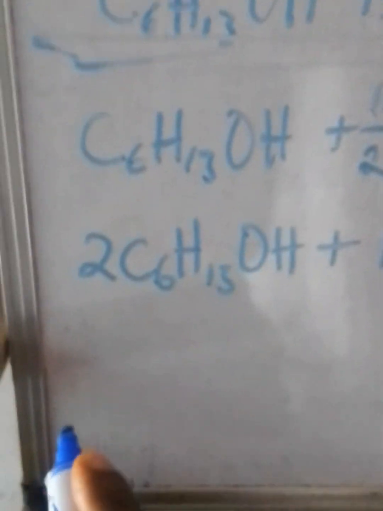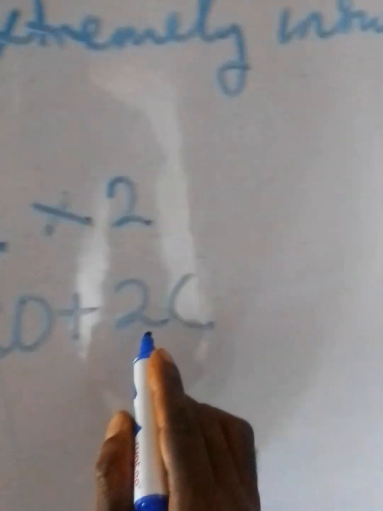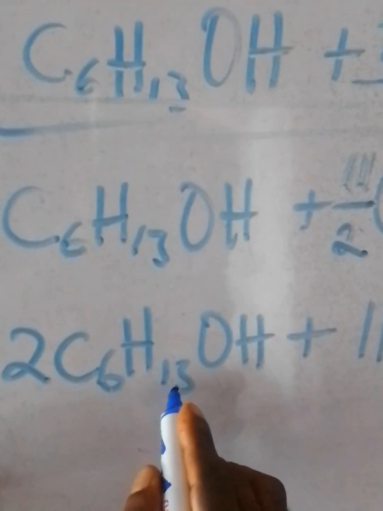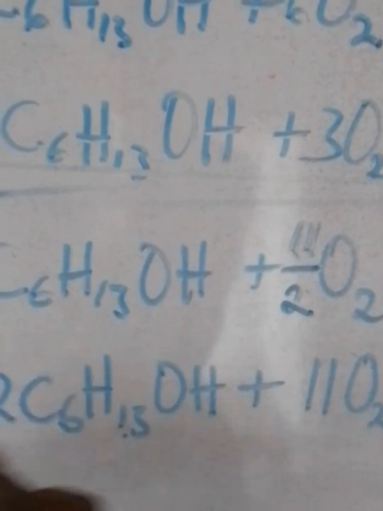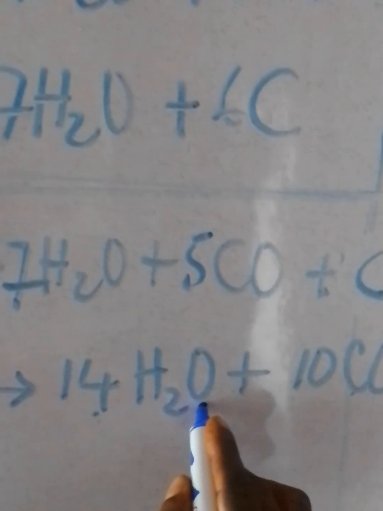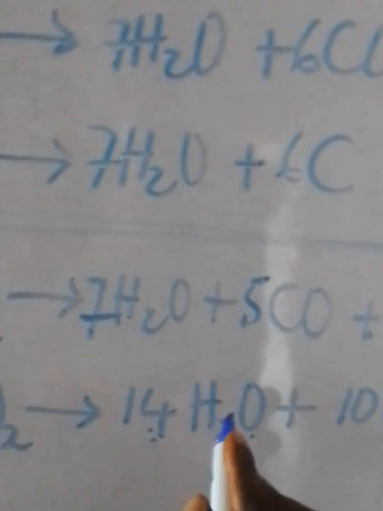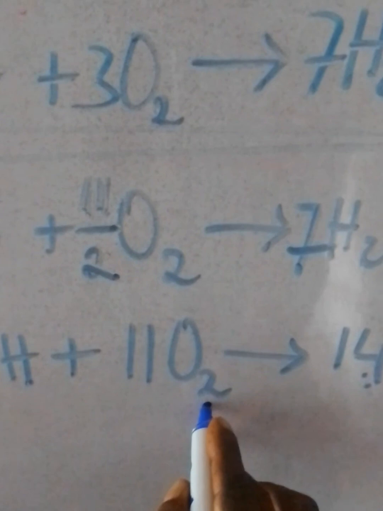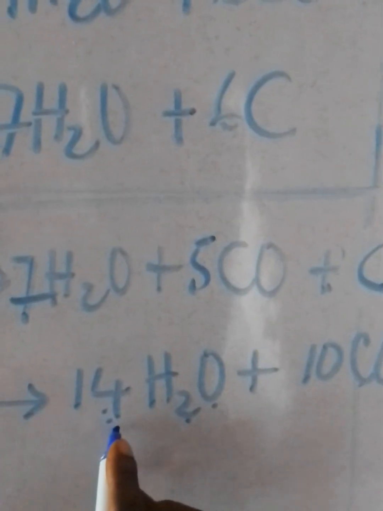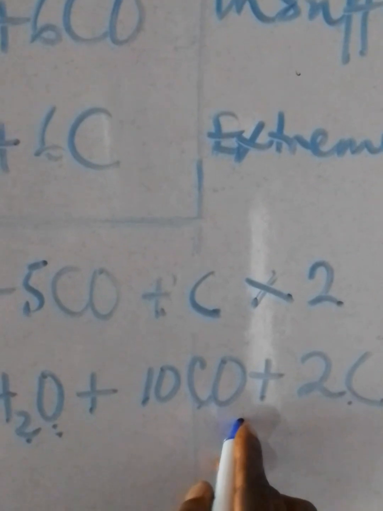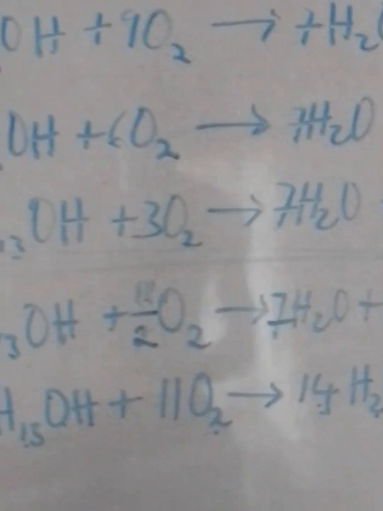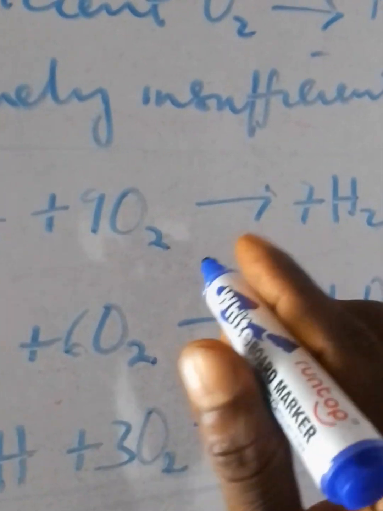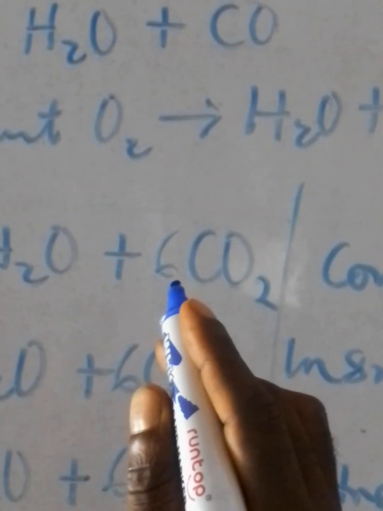We now check if it is balanced. Carbon is 6 times 2, 12. Here, carbon is 10 plus 2, 12, balanced. Hydrogen is 13 times 2, 26, plus 1 times 2, 2. 26 plus 2 is 28. Here, 14 times 2 is 28, so hydrogen is balanced. Oxygen is 2 here, plus 11 times 2, 22. 22 plus 2 is 24. Oxygen here is 14 plus 10, 24. So it's balanced.